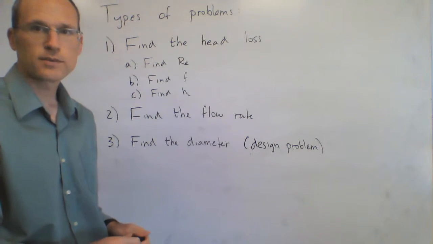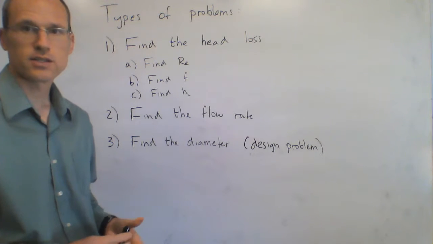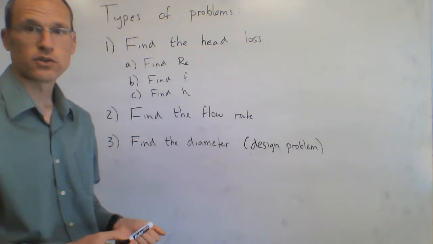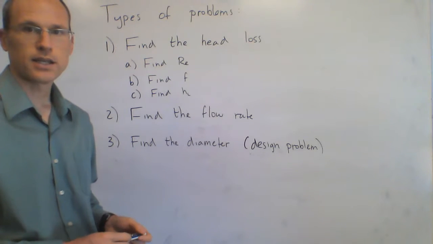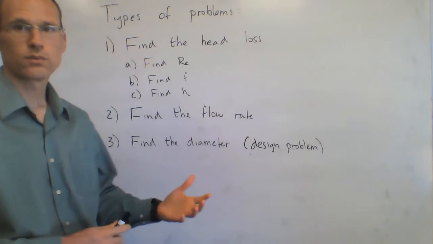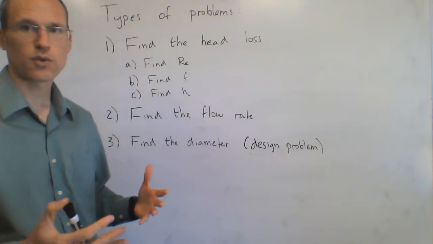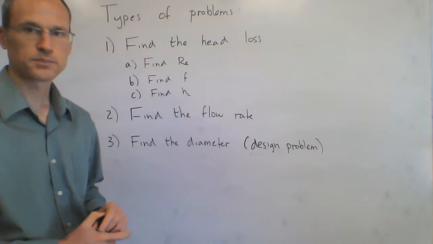So generally, there are three types of problems dealing with pipe flow. The first of which is to find the head loss in a system. So this is the standard procedure we've seen before. Find the Reynolds number, then find the value of f, then find the head loss. The second is if you want to find the flow rate, so you have a bunch of stuff going on. You know what the pressure difference is, you know some other things going on, and want to know how fast water is actually going to flow out of your pipe.